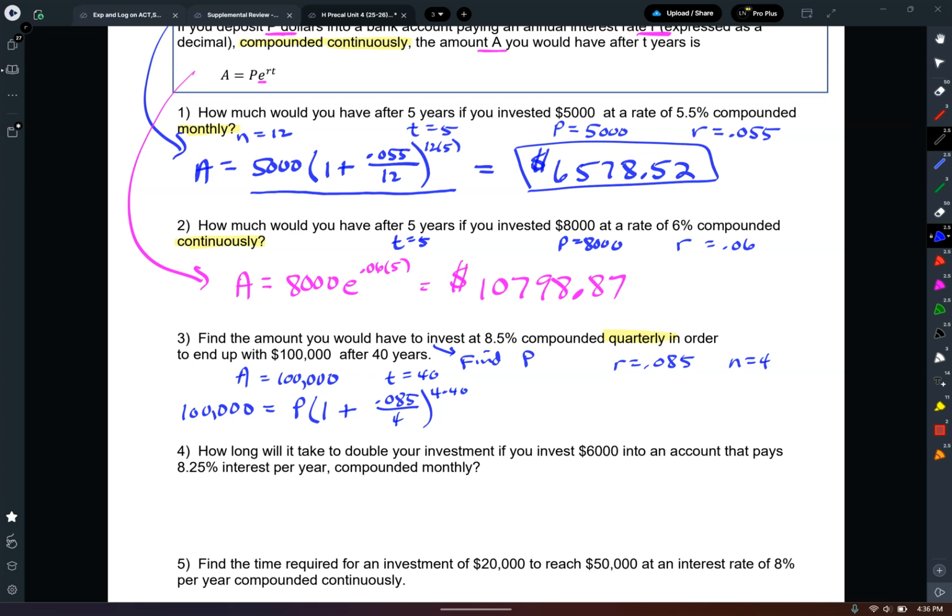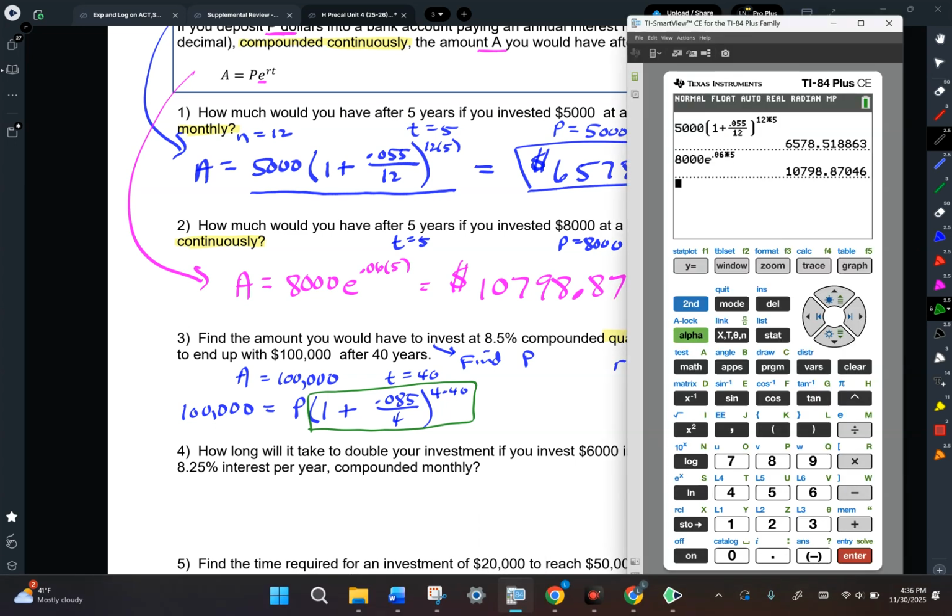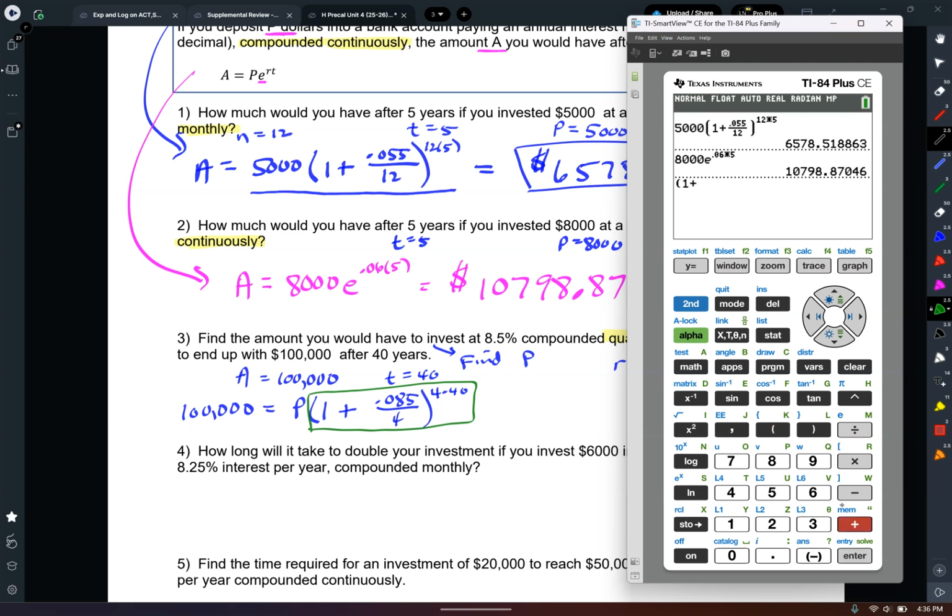Okay, so this time, in order to solve, I've got to get that P by itself. So there's different ways to do this. I think I'll go to my calculator and figure out what that whole thing is. And then whatever number that is, if I want to solve for P, wouldn't I just divide 100,000 by that number? So let's see, I'm going to put into my calculator parenthesis 1 plus the fraction 0.085 over 4. And then that is raised to the, I'm just going to type in 160.